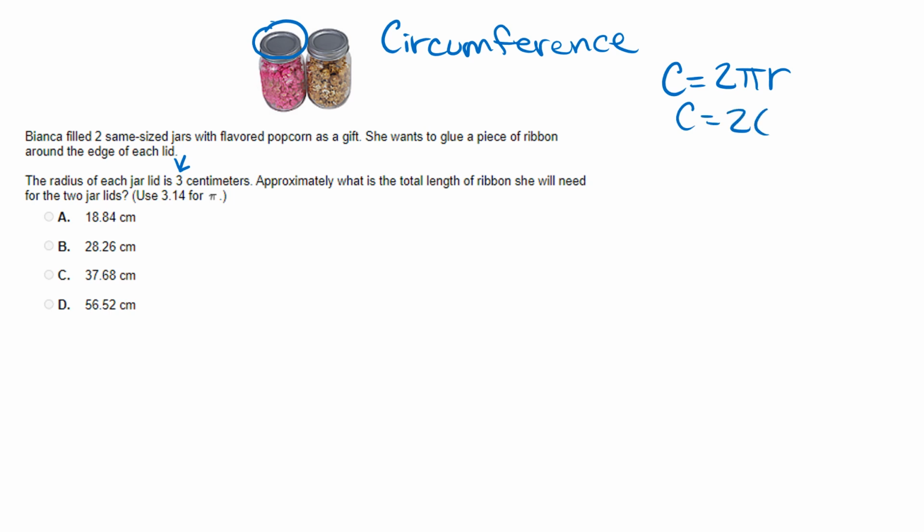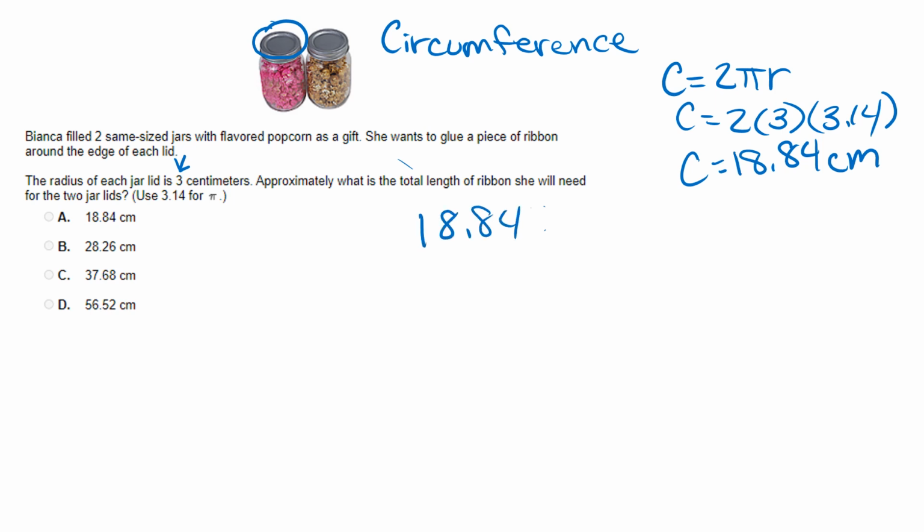We're given the radius is 3, and pi is 3.14. So now we're going to multiply that out. 2 times 3 times 3.14 gives me 18.84. Now, I could choose that for my answer, but I know that that is only going around 1 lid. So because she wants 2 jar lids, I need to multiply that by 2. And I do get 37.68 centimeters.